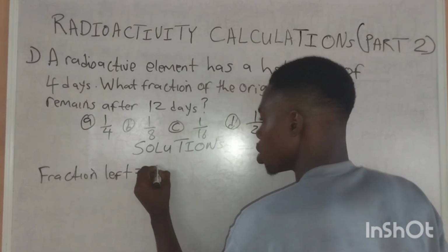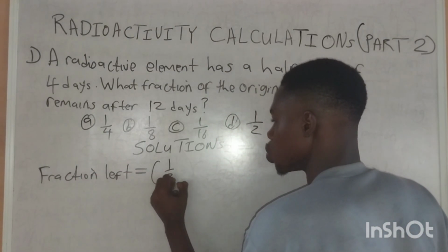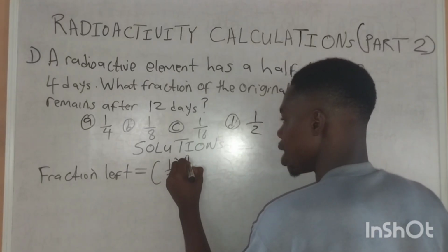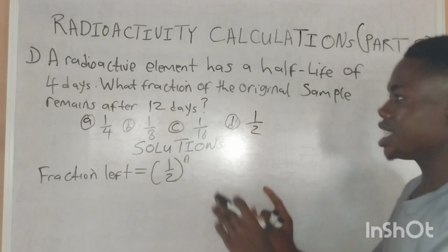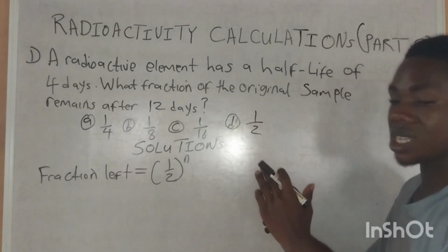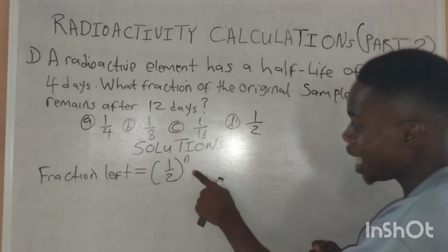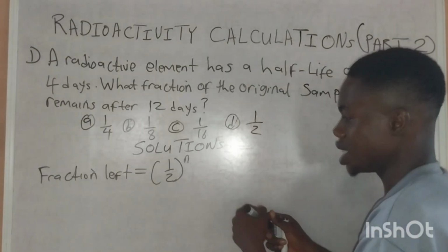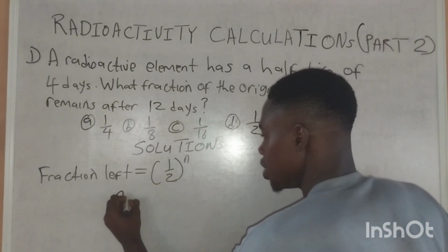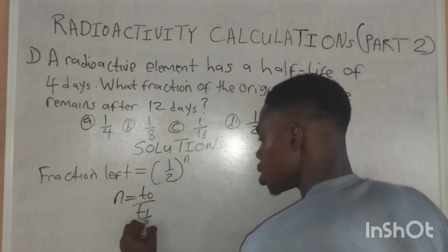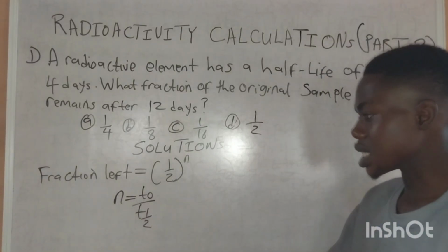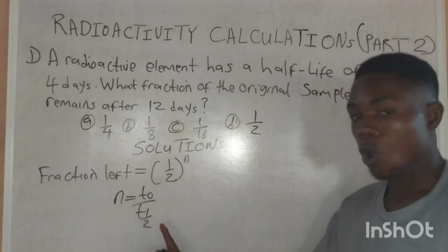Fraction left is equal to open bracket 1/2 close bracket, raised to power n. So with this formula you can calculate fraction left. And in this particular question, they are telling us to calculate fraction left. Please take note that n in this formula is equal to t naught over t half.